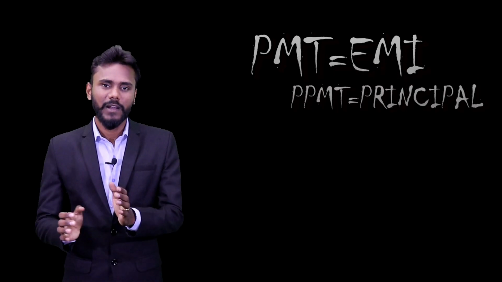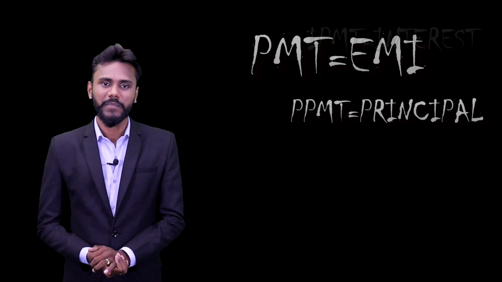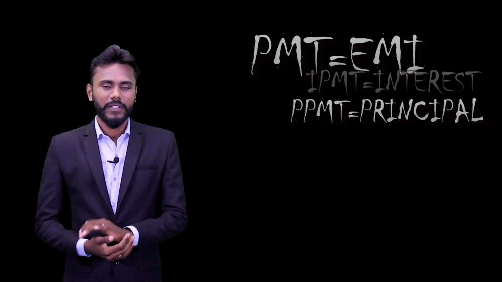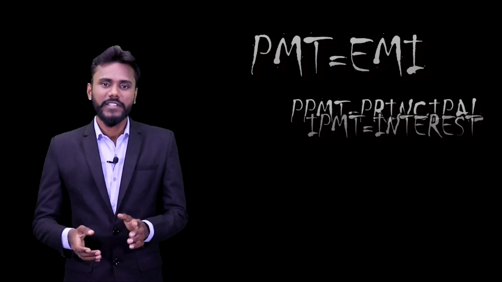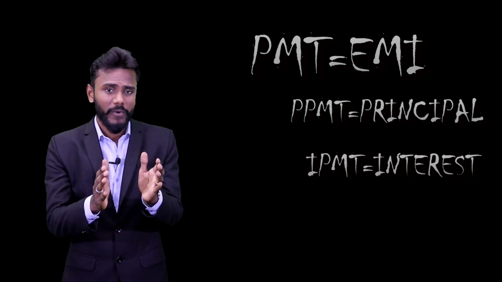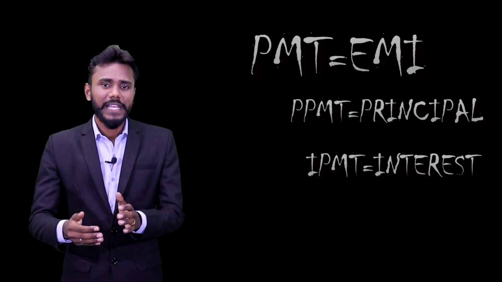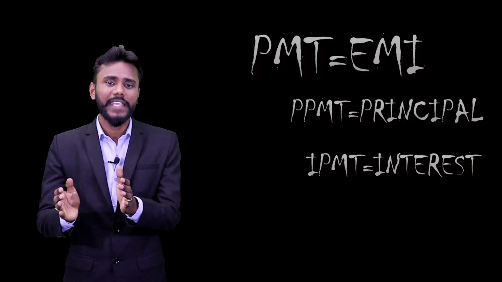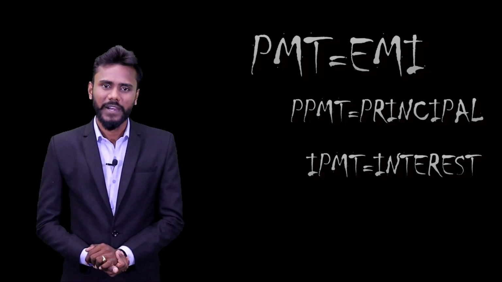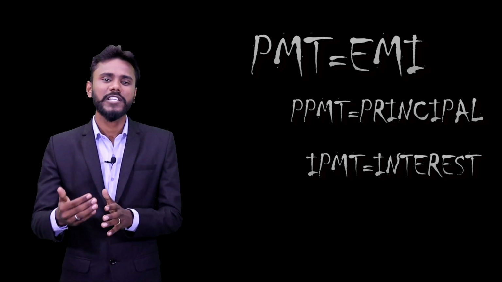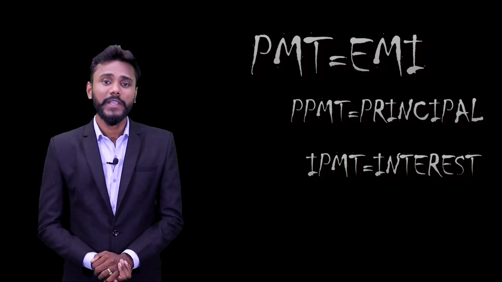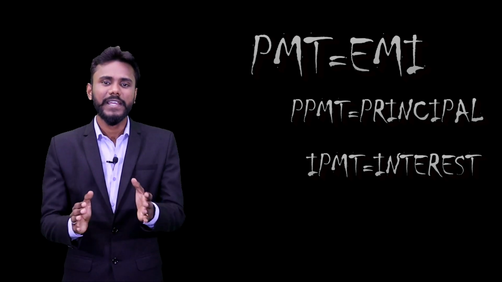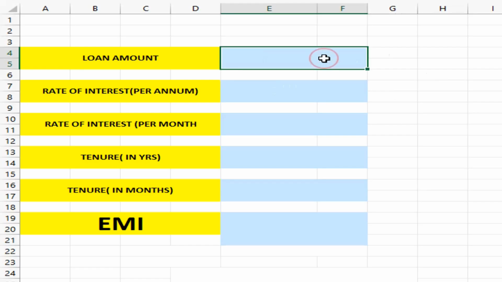To calculate that amount, we use the formula PPMT, and we have the formula called IPMT, which is used to calculate in one EMI how much interest we are going to pay. To know the interest status, we use IPMT, to know the principal status, we use PPMT, and to calculate the EMI on the whole value, we use PMT. Now we'll get into the main topic.